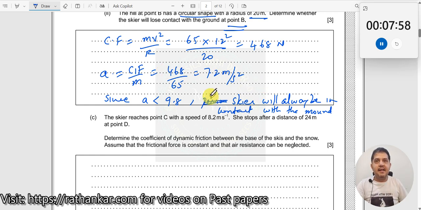Then, how many marks? 3 marks. First mark will go for this one, second mark will go for this one, and third mark will be for interpretation. So you need to interpret it appropriately, only then you will get the full mark here.